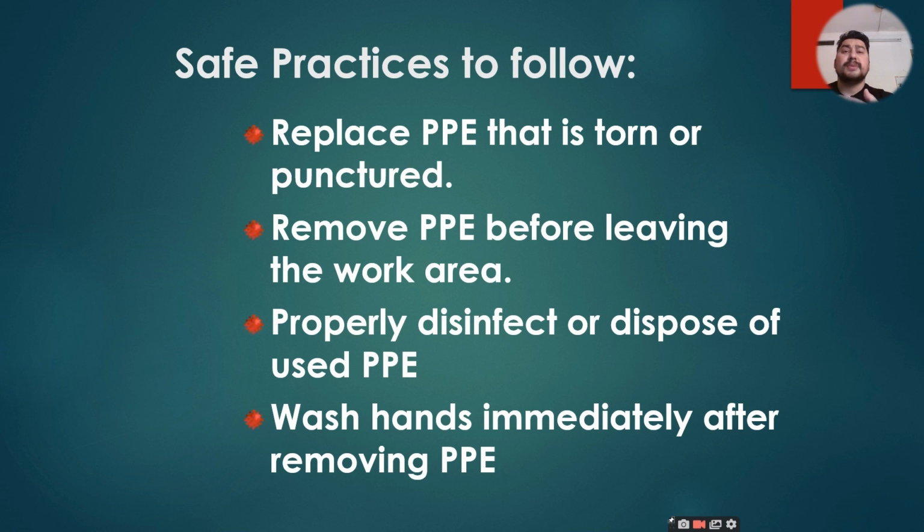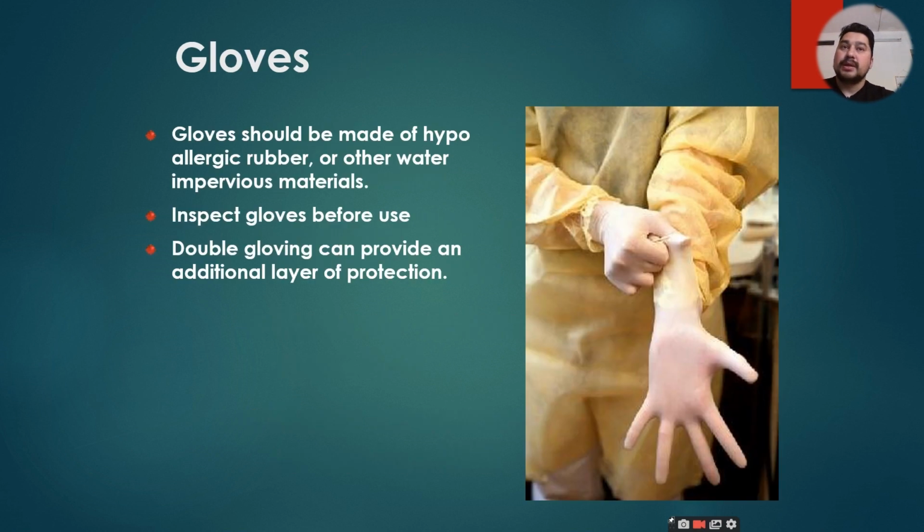Don't travel with the same PPE, because it may be infected and may carry bloodborne pathogens. Even if you touch somewhere, these bloodborne particles can live there, and even after 7 days they may infect other people. Only disinfect or dispose of used PPE, and wherever you are disposing of it, the container should be properly labeled as biohazard. Wash hands immediately after removing PPE. Gloves should be made of hypoallergenic rubber or other water impervious material whenever you are using gloves.